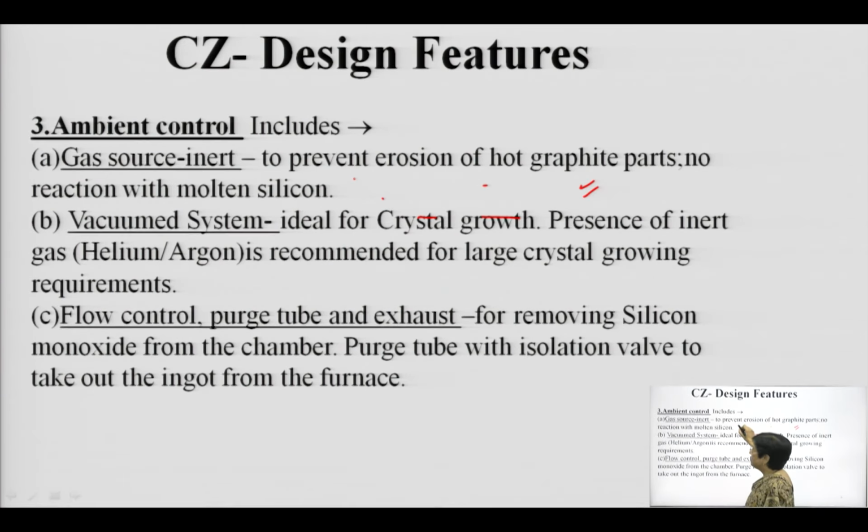Any gases you are using for cooling or for driving away the byproducts should all be inert. The entire system should be vacuumized, and you should have minimum contamination. Whatever byproducts you want to drive away, the use of inert gas is encouraged for that also, and the purge tube through which the wafer or seed crystal is inserted and taken out also needs to be properly isolated from the furnace.